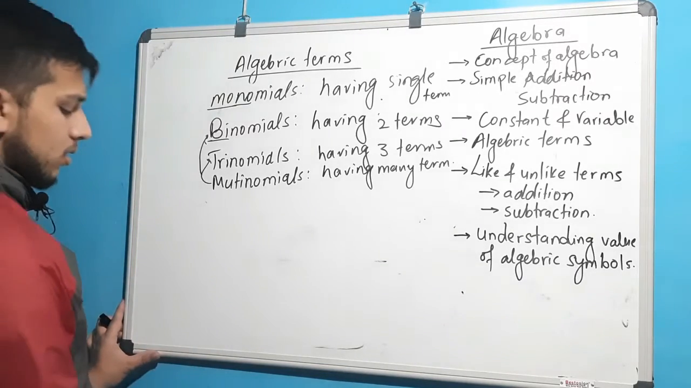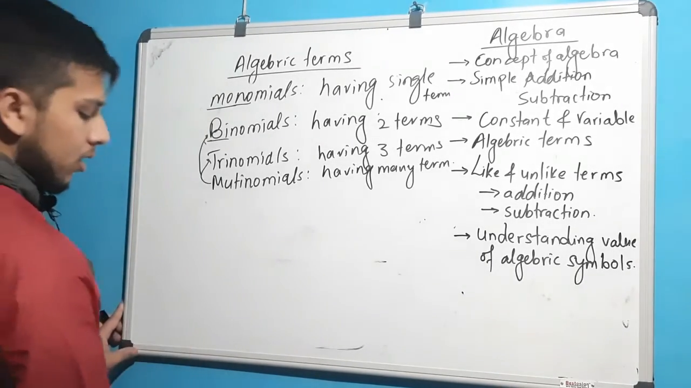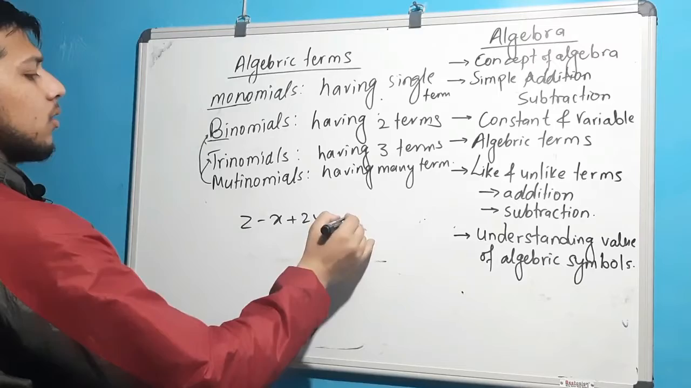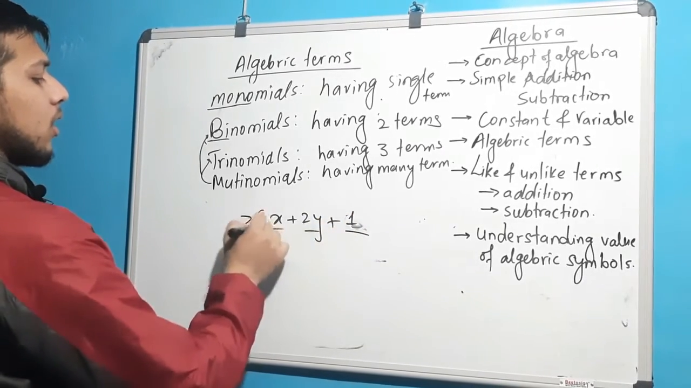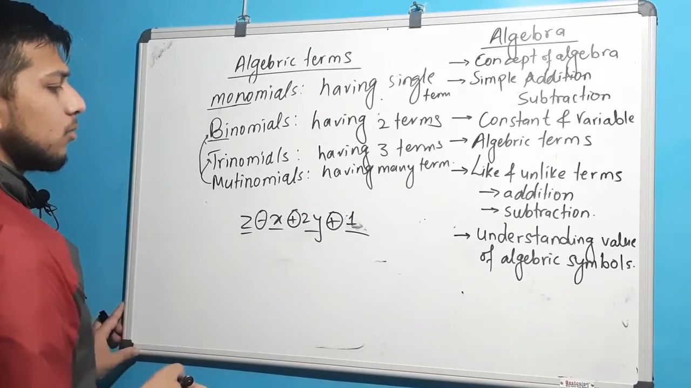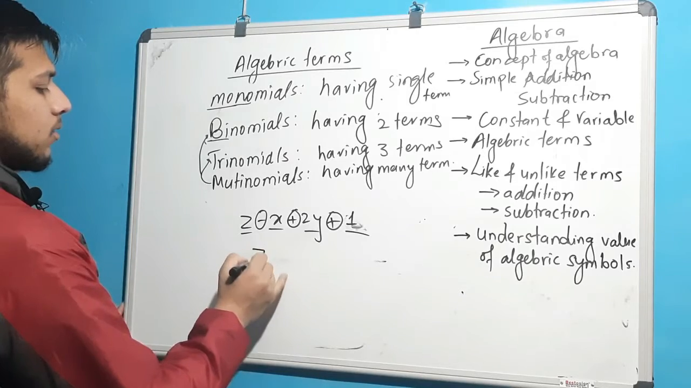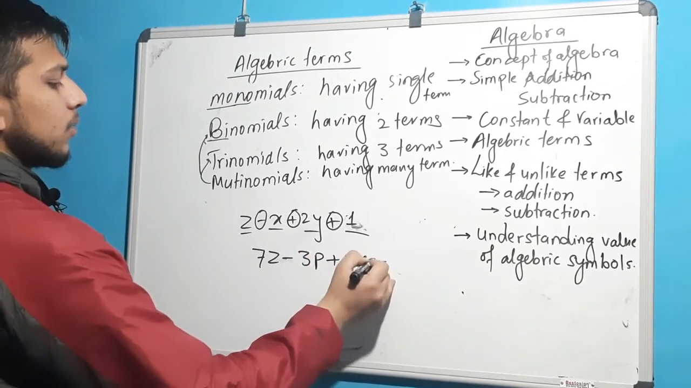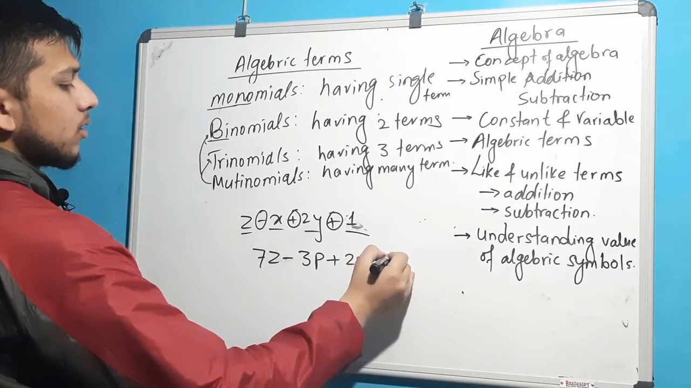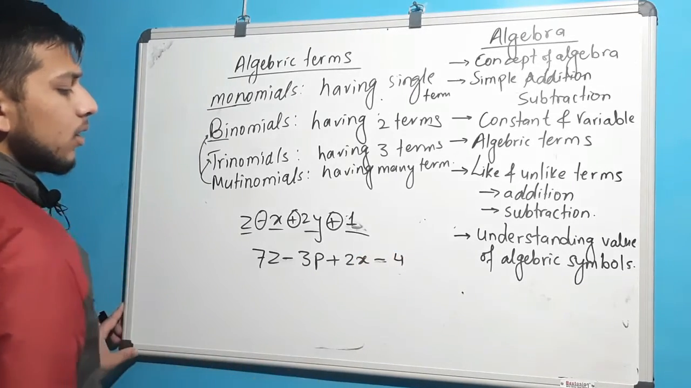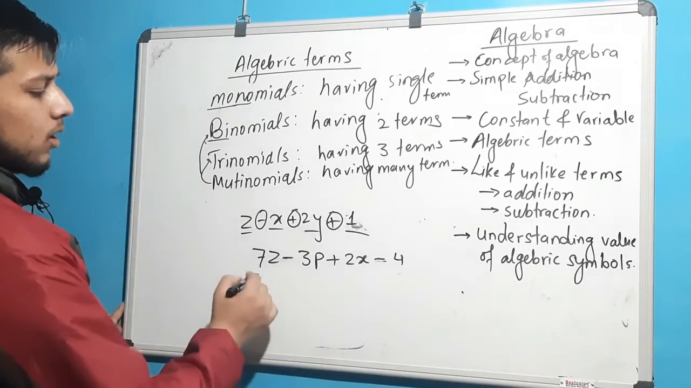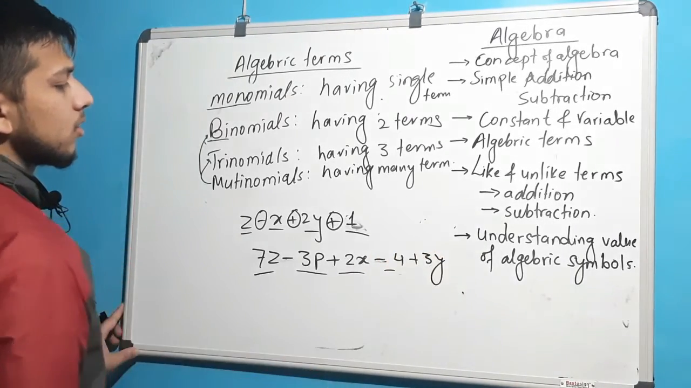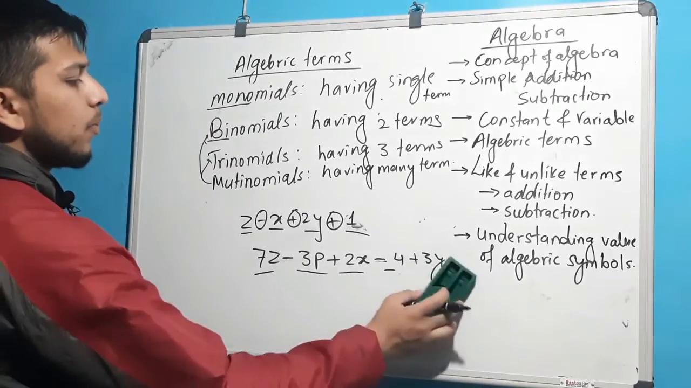These are binomials and trinomials, and those with more terms, like z minus x plus 2y plus z plus 1, here there are 1, 2, 3 and 4 terms having three operators, so this is a multinomial. In a similar way 7z minus 3p plus 2x minus 4 is also a multinomial because there are four terms, or more than four terms like this, 3y also. This is also a multinomial because it has many terms.